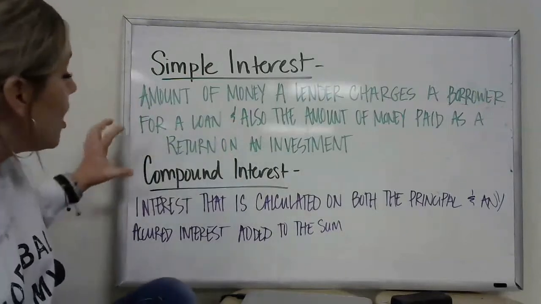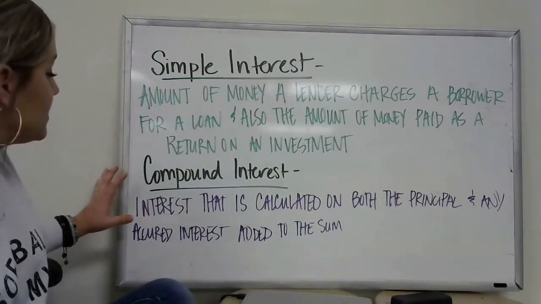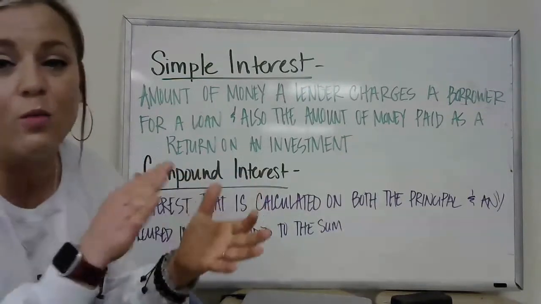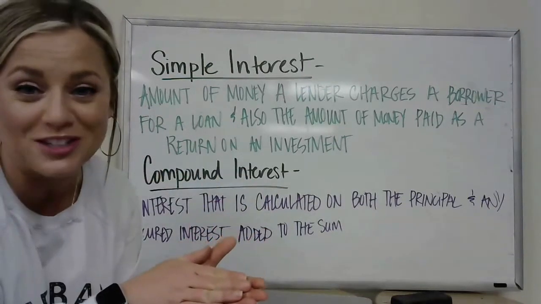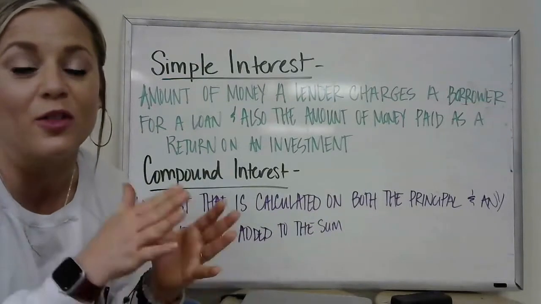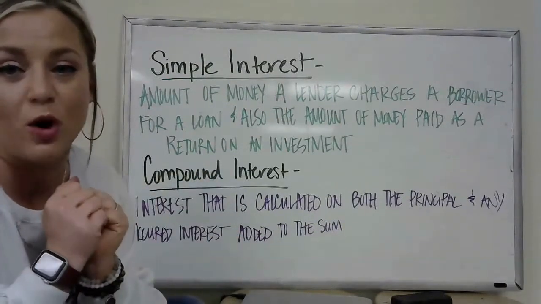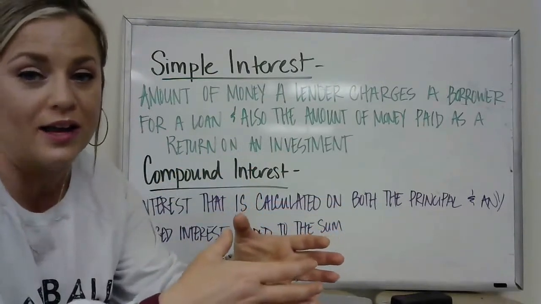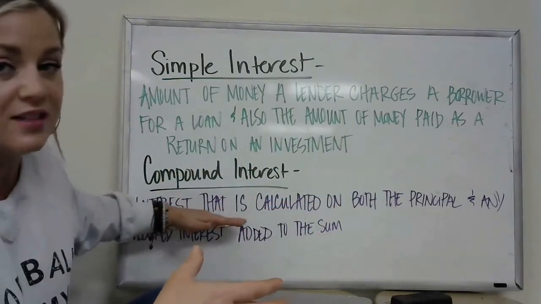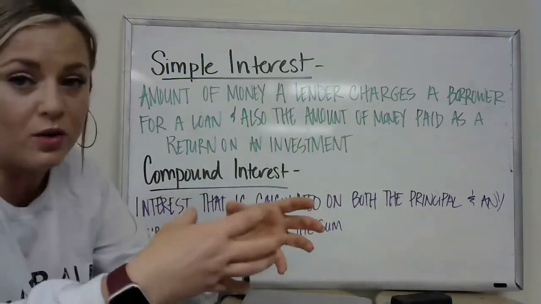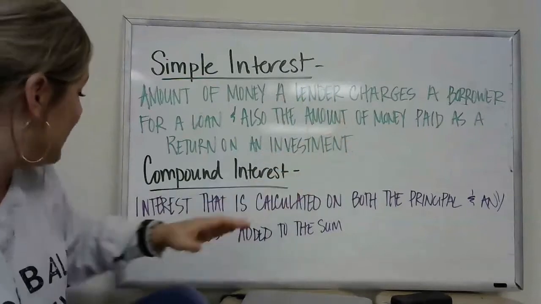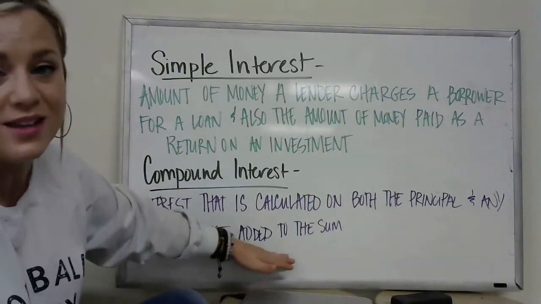Now, compound interest is interest that is calculated on both the principal, and when they talk about principal, we're not talking about Mr. Johnson. The principal is how much you asked to borrow, the $100. That's how much you needed to borrow. So this is interest that is calculated on both the principal and the simple interest, how much they make, and any accrued interest added to the sum.